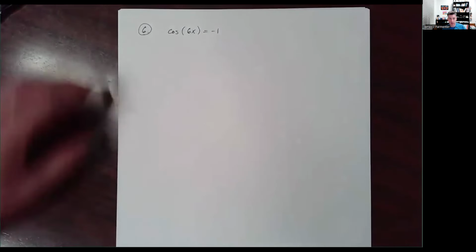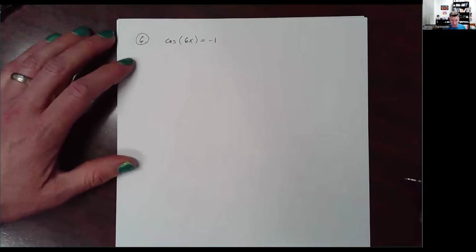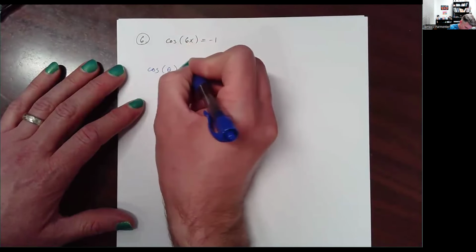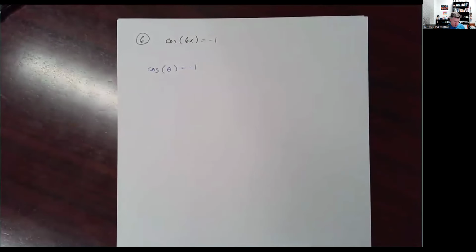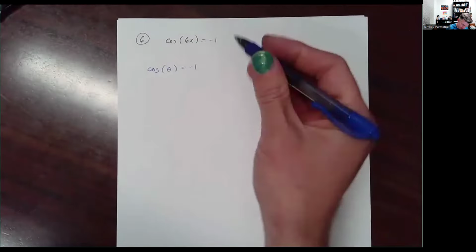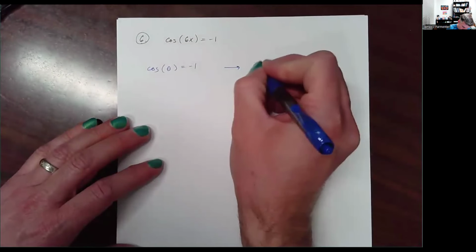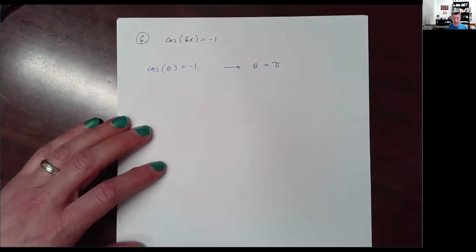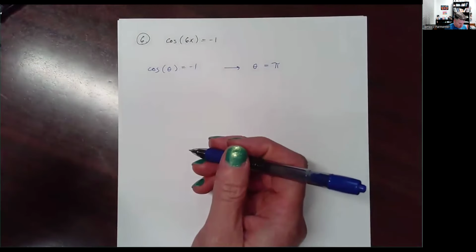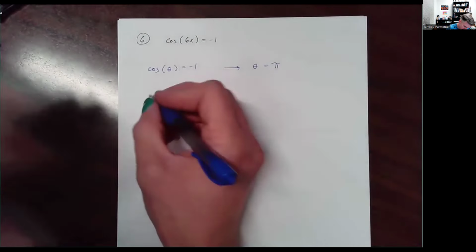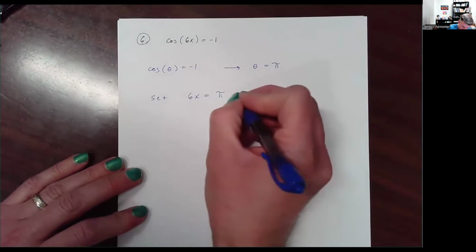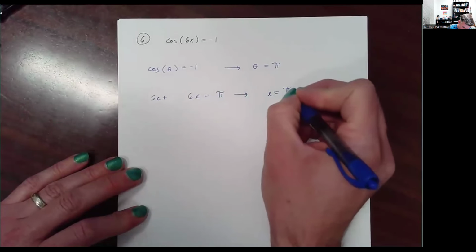Okay, a couple more. Ooh, cosine of 6x equals -1. So let's think about solving cosine of some angle equals -1. Well, -1's kind of special. Cosine equal to -1 only has one answer when the angle is pi. So we can expect to get, instead of one answer, 6 times 1 answers. So we're going to set 6x equal to our theta, which is pi, to get x equal to pi over 6.